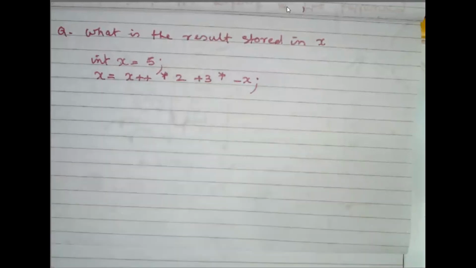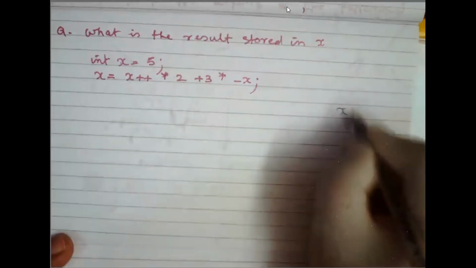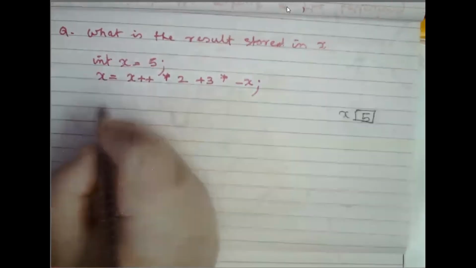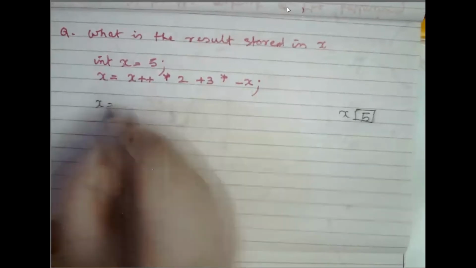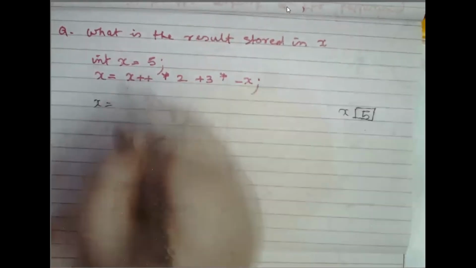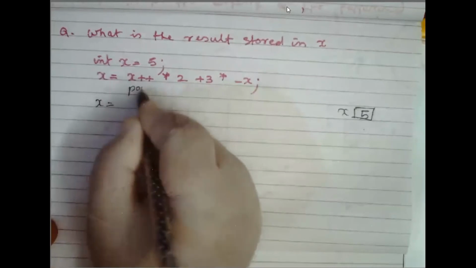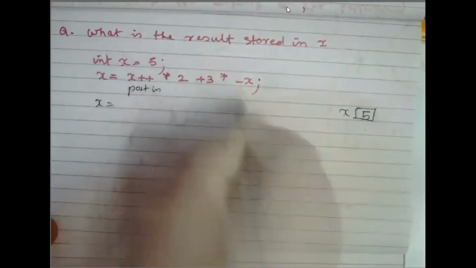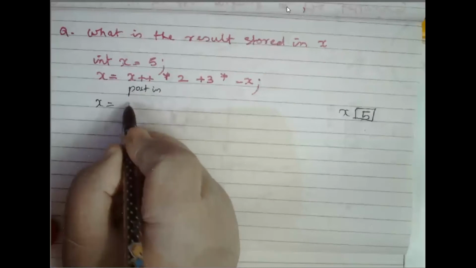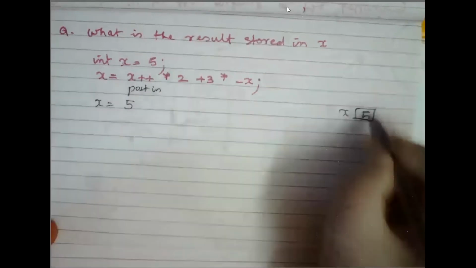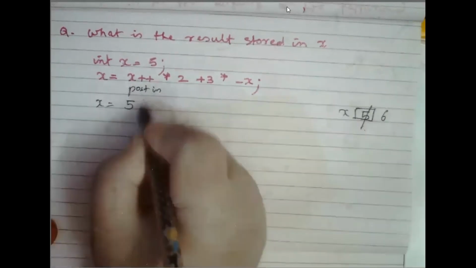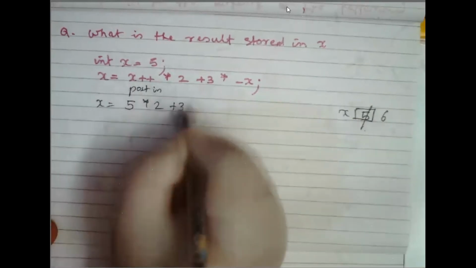Let's solve one more question. Here you can see, what is the result stored in X? The initial value of x is 5, and the expression is being stored in the same variable x. So I'll write over here, x initial value is 5. So x equals, we'll start from x. This is a case of post increment, so first I will use the value. So 5 will come down, it will increase to 6, into 2 plus 3 into minus 6.